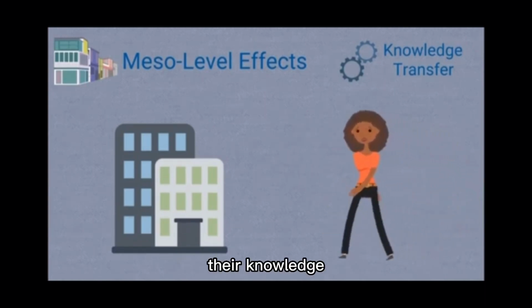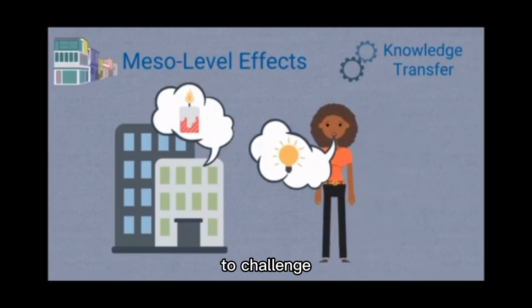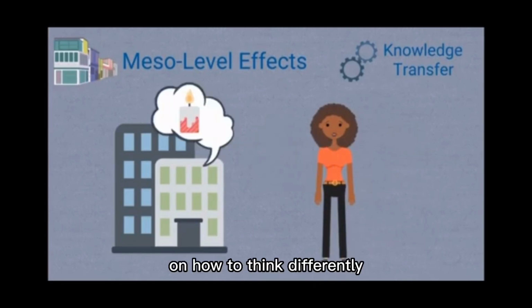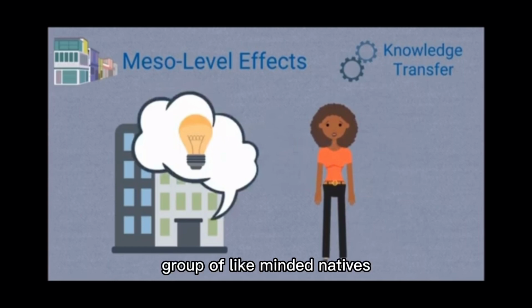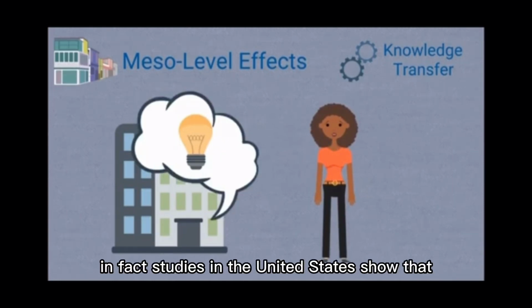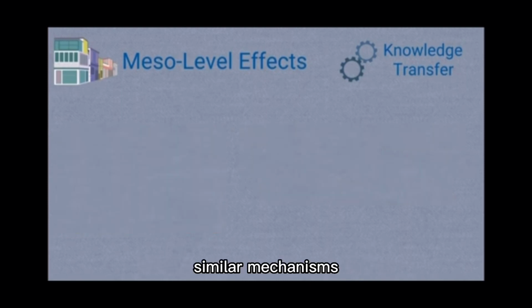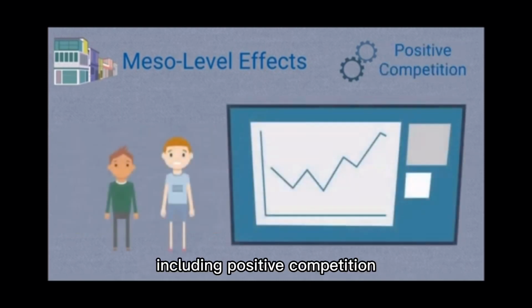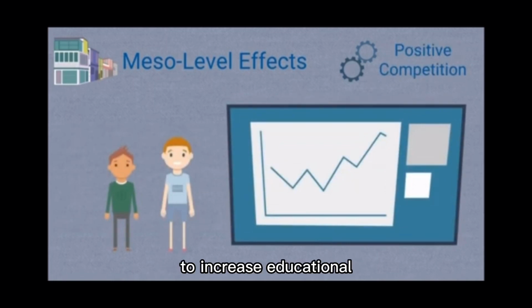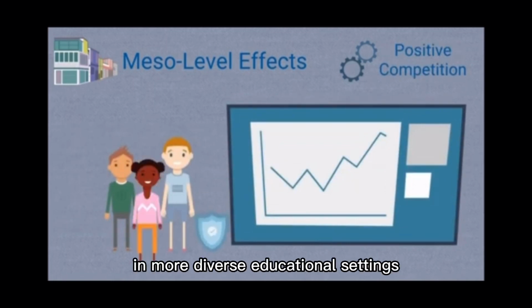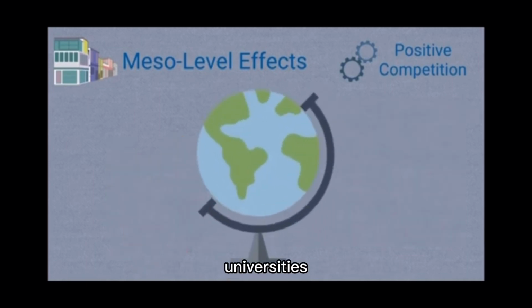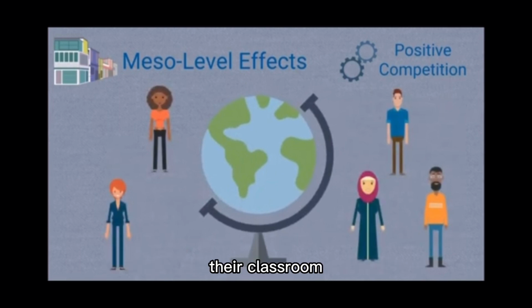Immigrants can transfer their knowledge and use their outside perspective to challenge their local counterparts on how to think differently than how they would typically in a group of like-minded natives. In fact, studies in the United States show that skilled migrants on average have higher patenting rates compared to the native population. Similar mechanisms, including positive competition, have been shown to increase educational learning and performance in more diverse educational settings. Think of how universities often promote the international character of their classroom because they understand the value of students learning from each other who have different backgrounds.